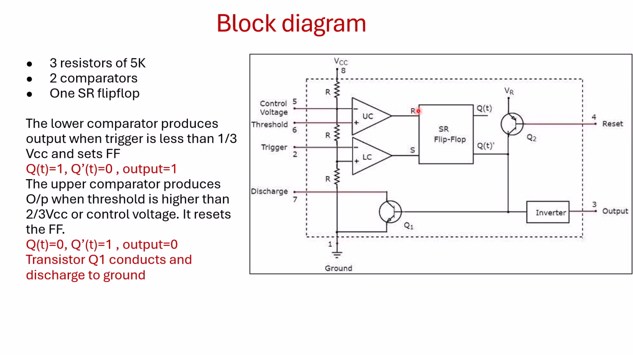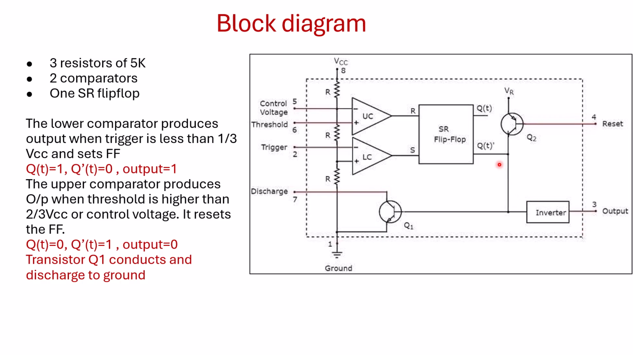So reset is given a value of 1. When reset is 1, your output will be reset to 0. Your Q of t will become 0. When Q of t becomes 0, Q dash will become 1. When Q dash is 1, it is fed to the inverter. So that inverter will make my output 0.